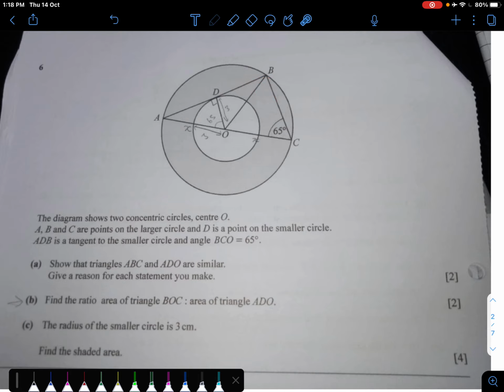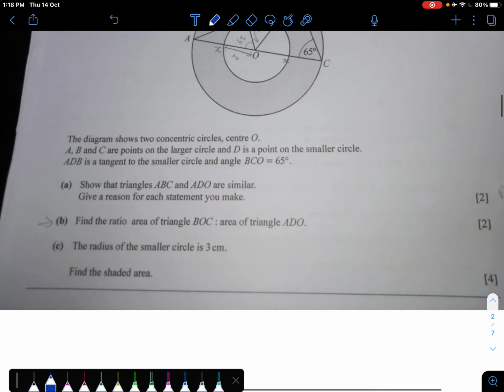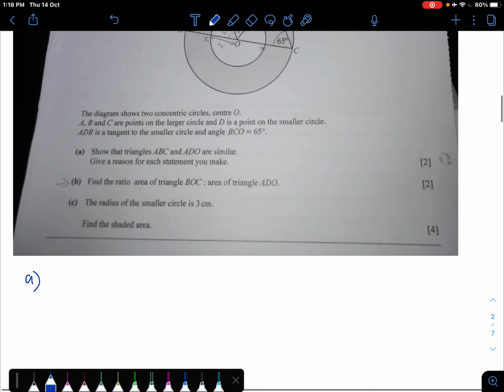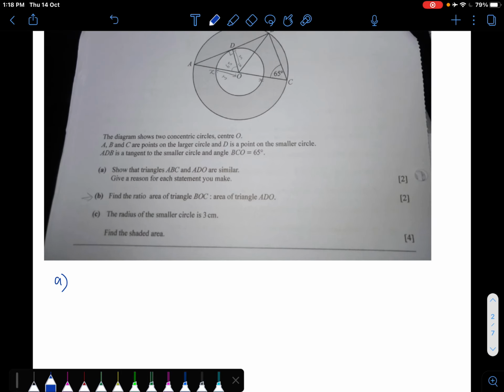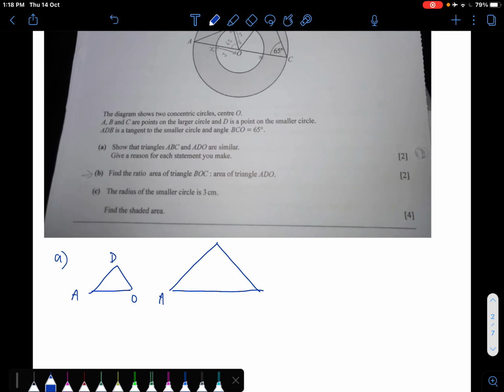So now to present it formally, let's try that. For part A, how to present it? What I'll do is I'll first draw out the two triangles that are similar. Label them. Okay, and then I label the angle that should be the same. 90 with 90, this one with this one. First one, angle DAO must be equal to angle BAC. Reason is common angle.